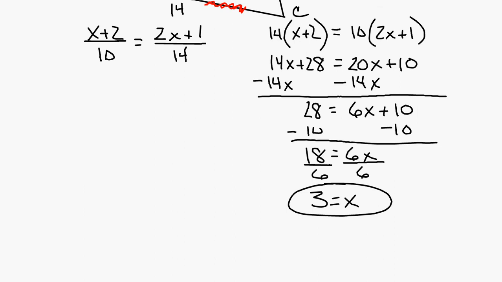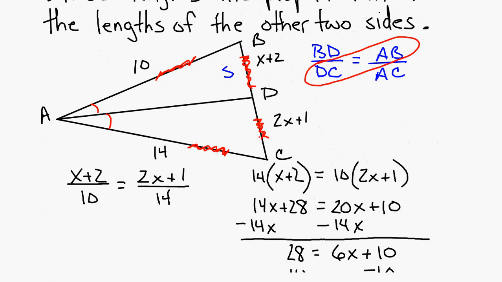Yes, sir? So we were trying to find x in that problem? In that problem, it actually said find B to D and D to C. Yeah, I changed the letters, that's all. So if x is equal to 3, then B to D is equal to 5. 2 times 3 is 6, plus 1 is 7. The whole segment would be equal to 12. Anybody have any questions?